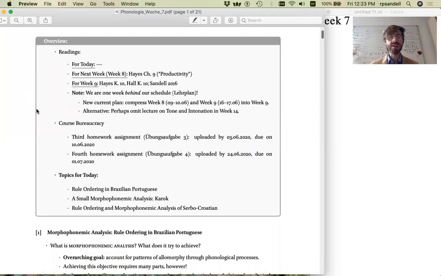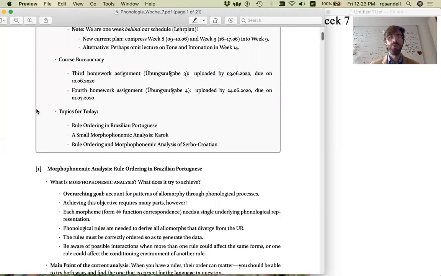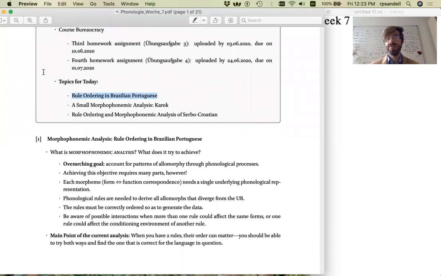Today, we're first going to talk about rule ordering more extensively and get something more of an idea of how to conduct morphophonemic analysis by looking at a case involving Brazilian Portuguese. The data was already on the handout last week, but I decided to postpone it to this week. And then we'll obtain a bit more practice carrying out morphophonemic analysis with some data from Karok, which is an indigenous language of North America, and Serbo-Croatian.